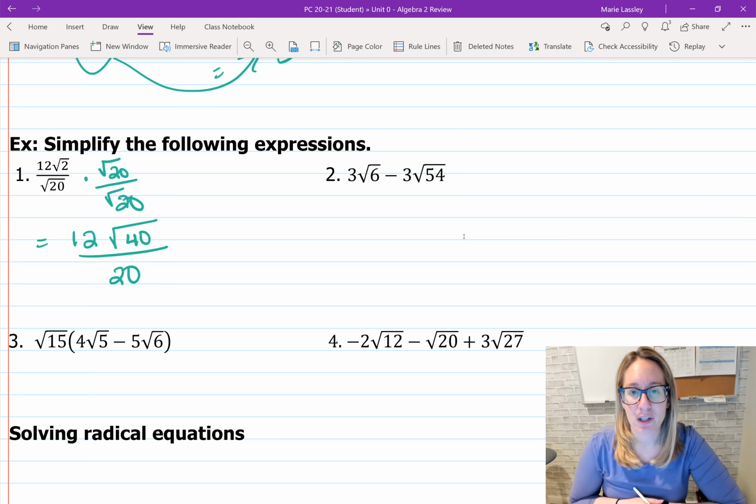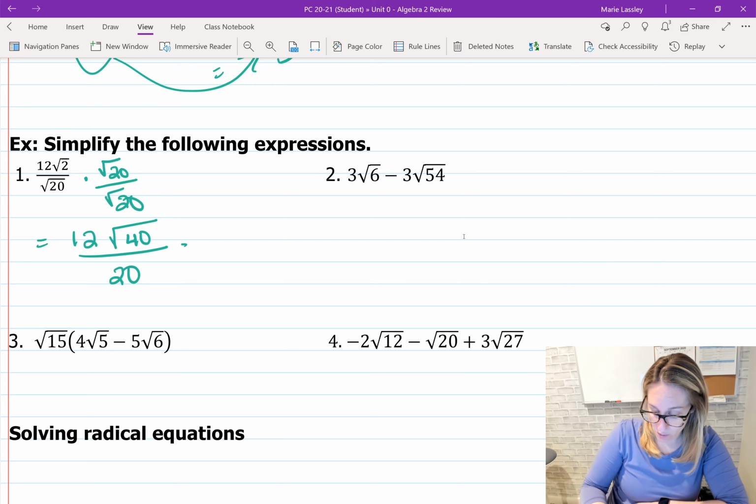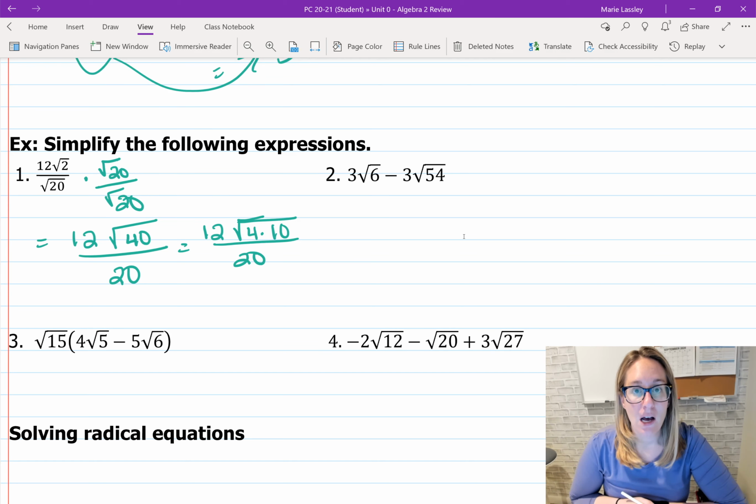So first I'm going to look at the square root of 40 and see if there's any perfect squares that I can take out of that. And there are. 40 can be rewritten as 4 times 10, and 4 is a perfect square. So that's what I'm going to do. So 12, and then I'm going to write this as square root of 4 times 10 all over 20.